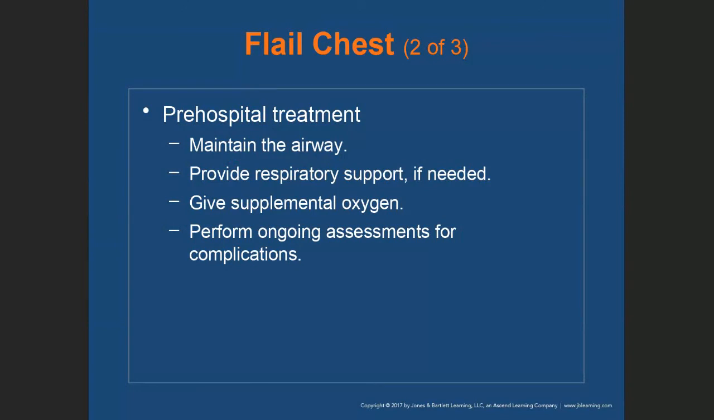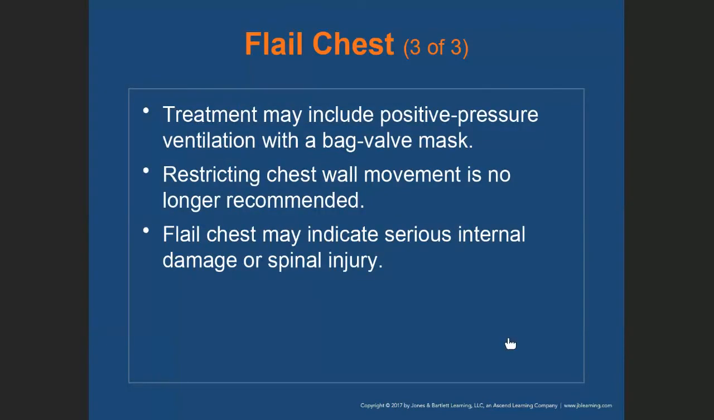Flail chest. Pre-hospital treatment: maintain the airway, provide respiratory support if needed, give supplemental oxygen, perform ongoing assessments for complications. The best way to manage a flail segment is to take control of the patient's ventilation. That's the best treatment approach. Treatment may include positive pressure ventilation with a bag valve mask, and that's the first line treatment.